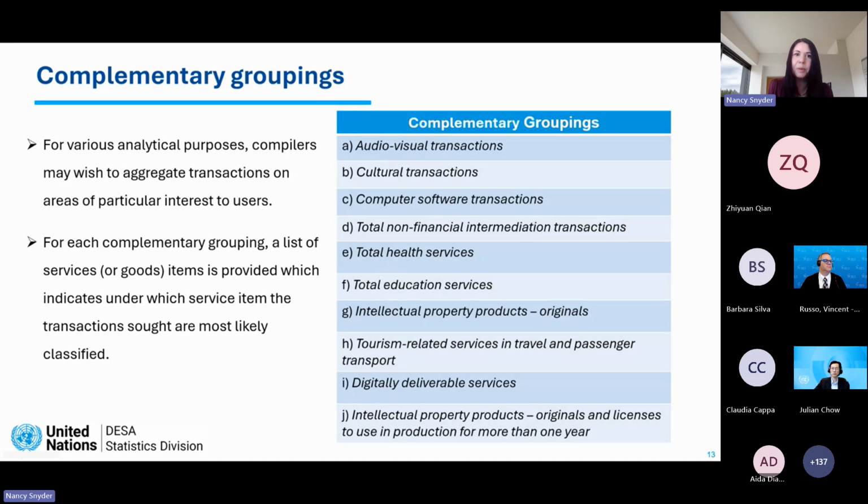There are also complementary groupings presented as part of EBOPS 2026. So for various analytical purposes, compilers may wish to aggregate transactions in some of these areas of particular interest that are listed here. And for each of these complementary groupings, we've compiled a list of the services and possibly goods that would be included in each of these items. So it might draw from service or goods items from different sections of EBOPS to come up with these complementary groupings.